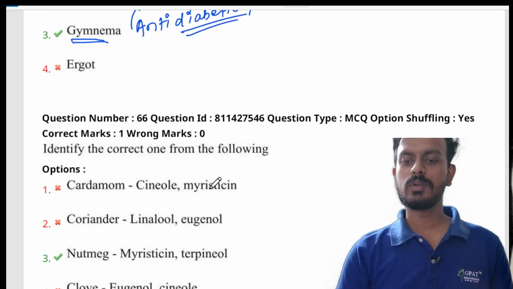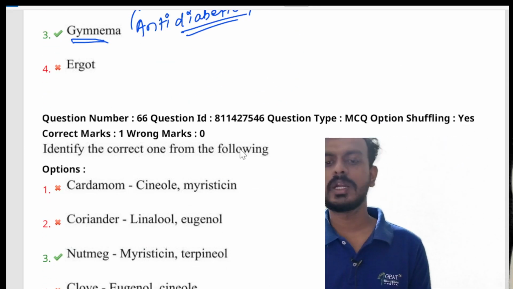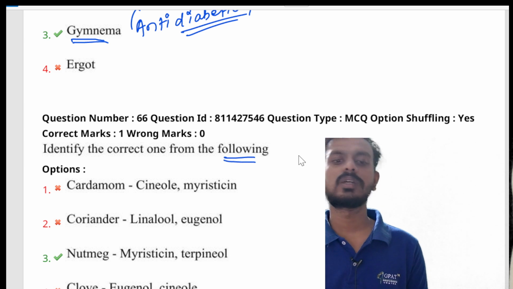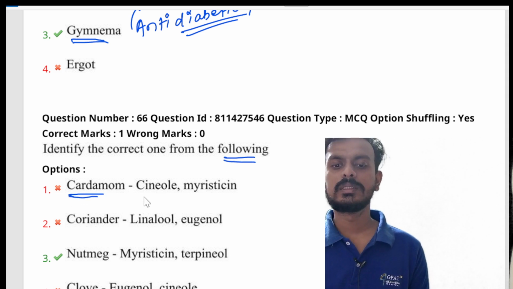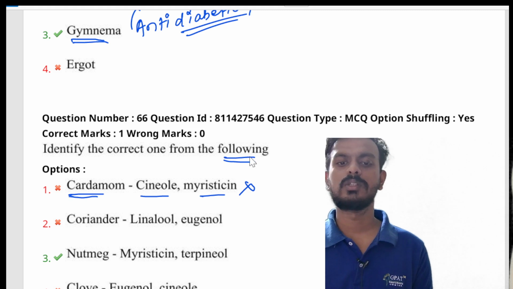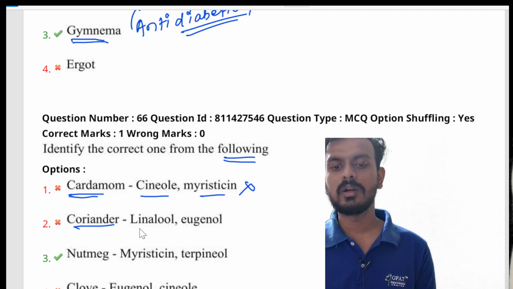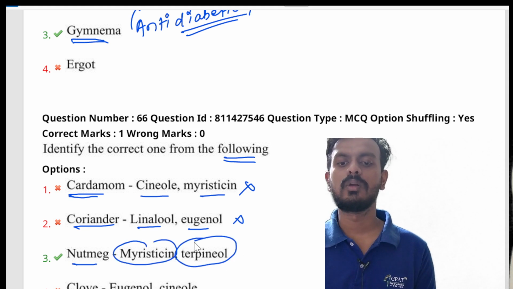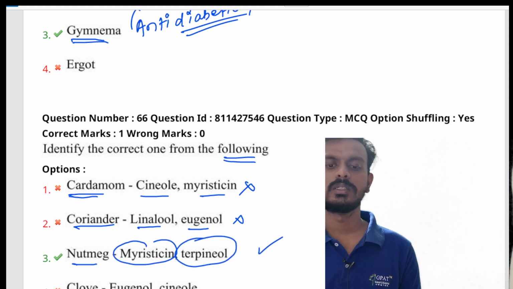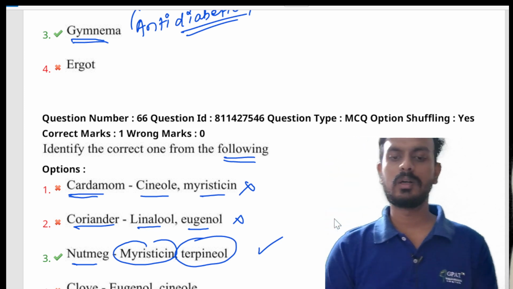Next question: identify the correct one from the following. Which of the following is correct? Cardamom, cinnamon, and myristicin? No, myristicin is present in nutmeg, so this option is incorrect. Coriander contains linalool and eugenol? No, eugenol is present in clove. Nutmeg contains both myristicin and terpineol. That's why option C is the correct answer.